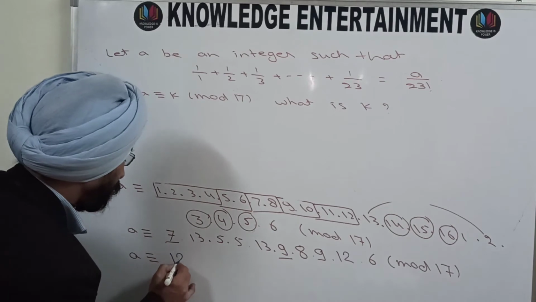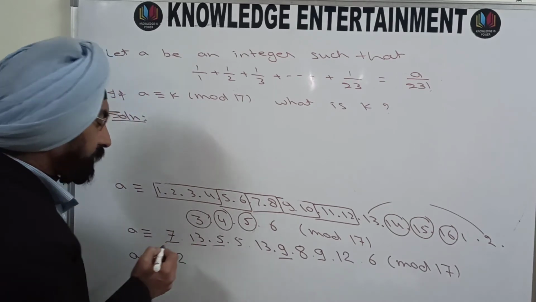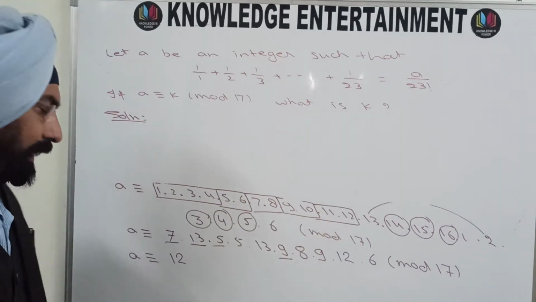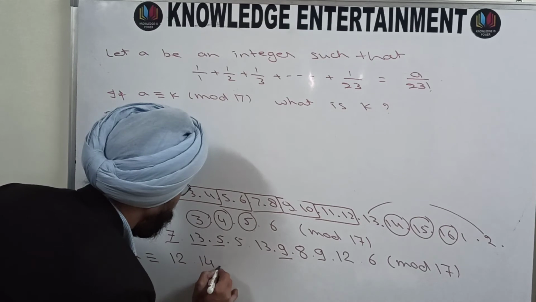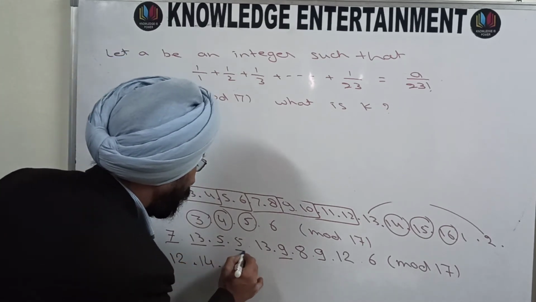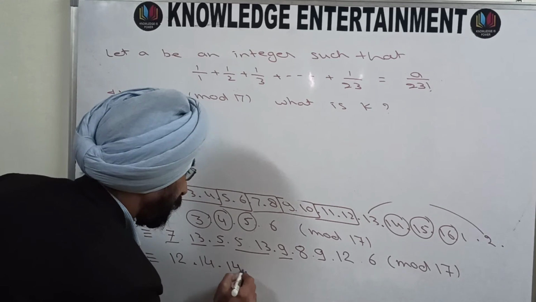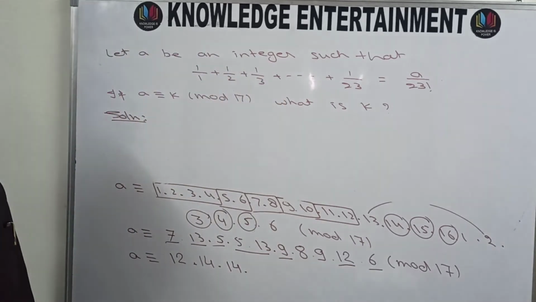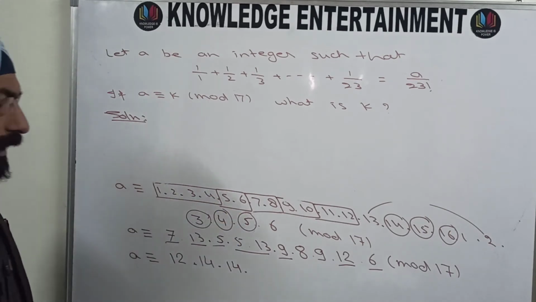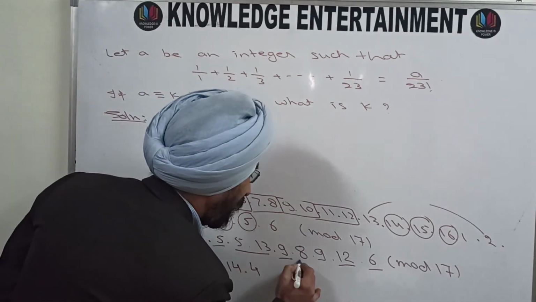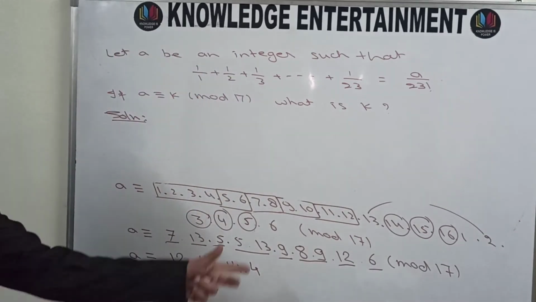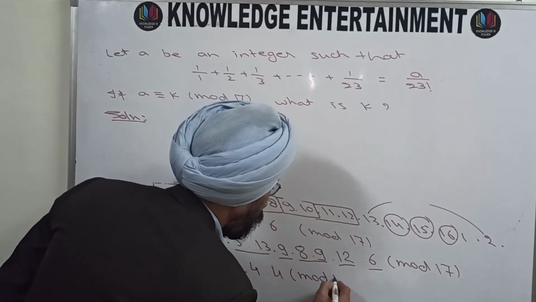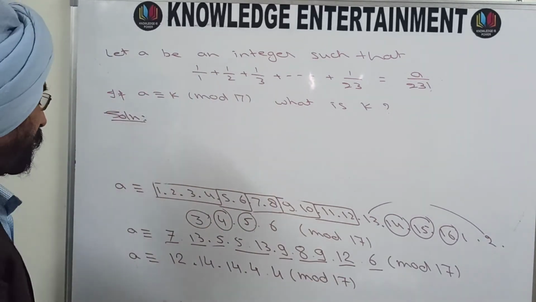So this is 12. 13 into 5, 65. When you divide it by 17, you will get remainder 14. Now once again 13 into 5, so again 14. Now 12 into 6, 72. When you divide 72 by 17, the remainder obtained will be 4. And another pair, the product is 72, so once again you will get 4 modulo 17. So more reduction is required.